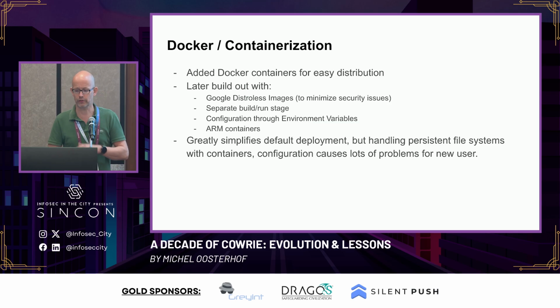And we're separating build and run stages. We added configuration through environment variables to run it easily in Kubernetes and other places as well. We've added new operating systems and new processor architectures, like ARM. It can run on a modern M1 to M4 macOS book, for example, using the Docker container.